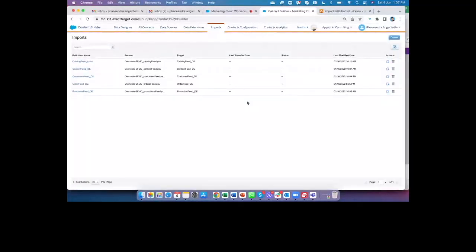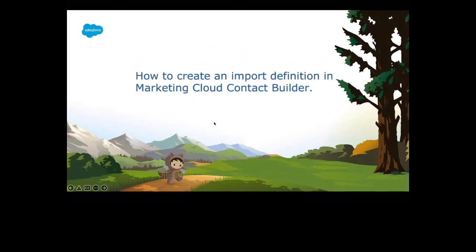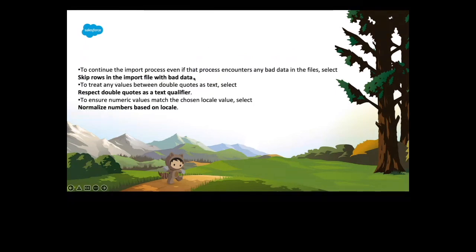So that's the process. Let me go back and run through a couple of pieces of information. These are all the operations we have seen performed by the import definition. We created an import definition, we edited the definition, we deleted the definition. And as I've told you, there are some definition actions available. Skip rows in the import file with bad data. So if any process encounters bad data in a file, you can skip that. You can use double quotation marks as the text qualifier. Normalize the numbers based on locale. So if any numerical values don't match the file, it automatically treats them as a locale value.